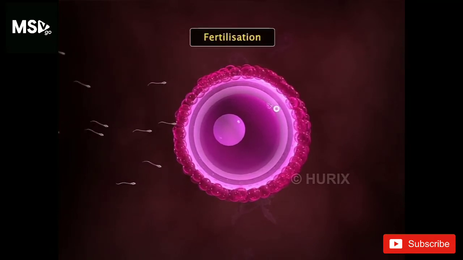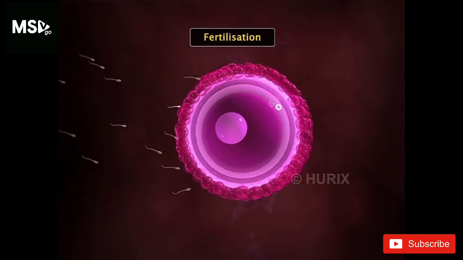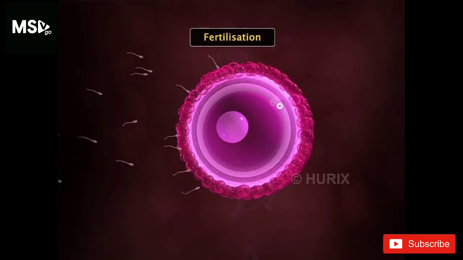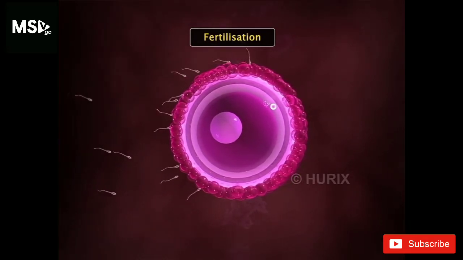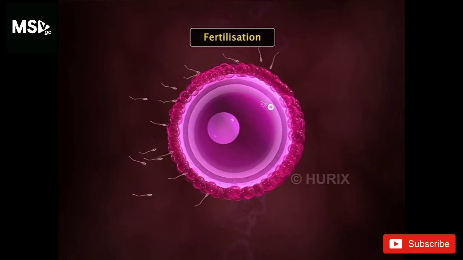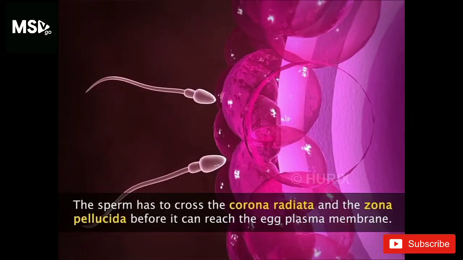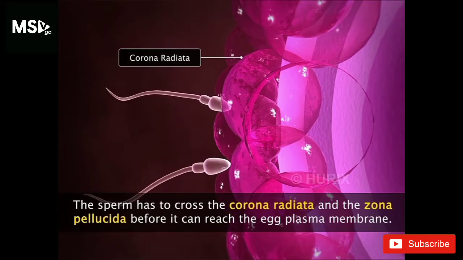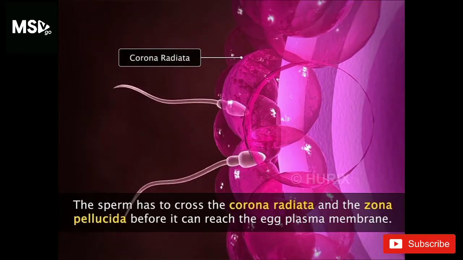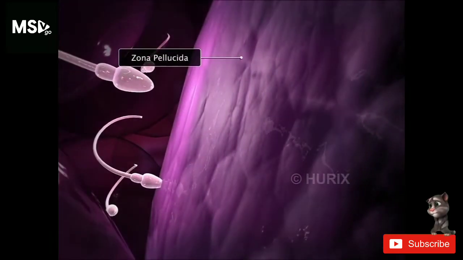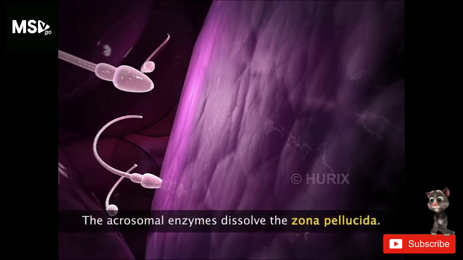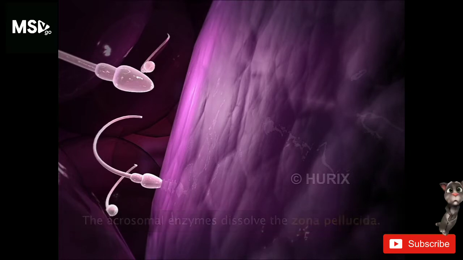The fusion of sperm and ovum is called fertilization. For fertilization to take place, the sperms must be released in the vagina during the period that the egg is alive, that is, within 24 hours after ovulation. The sperm has to pass through the corona radiata and the zona pellucida to reach the plasma membrane of the ovum. When it reaches the zona pellucida, the acrosome releases its contents of lytic enzymes. These enzymes dissolve the zona pellucida.